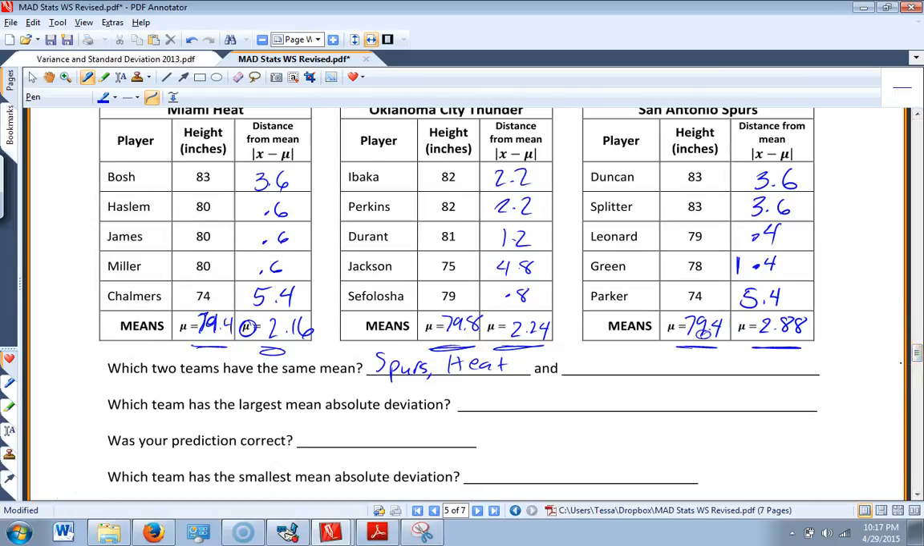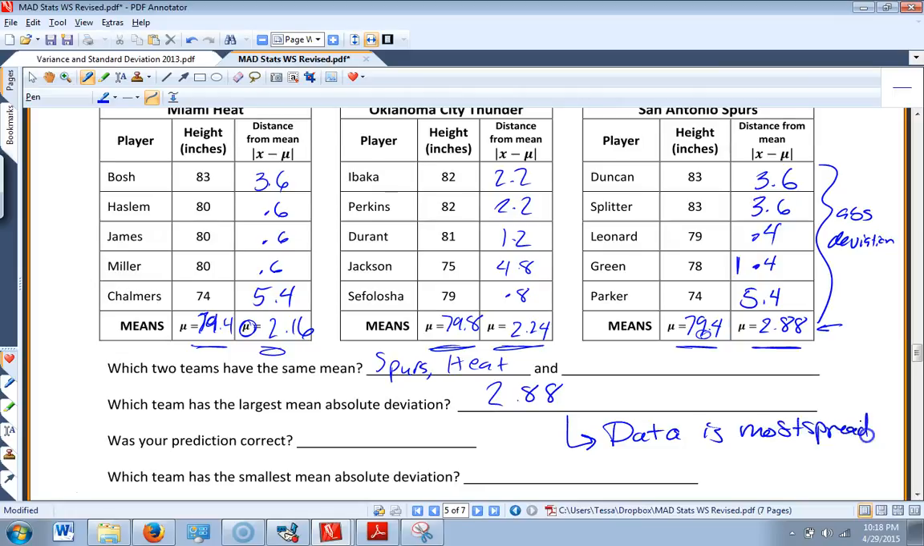All right, which team has the largest mean absolute deviation? Okay, so we have 2.16 versus 2.24 versus 2.88. So clearly 2.88 is the biggest number. Right? And that's what this is finding. It's the average of the absolute deviations. Okay? So 2.88 is the biggest one. So that means that this data is most spread out. Most spread. Okay? And so the smallest one is the Heat, which is at 2.16. Okay? So they're the least spread out.